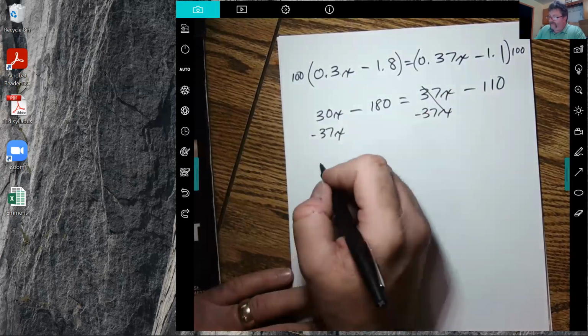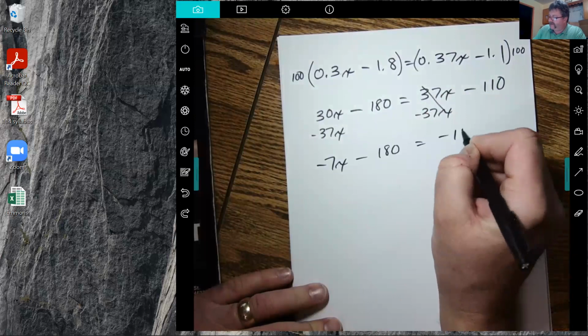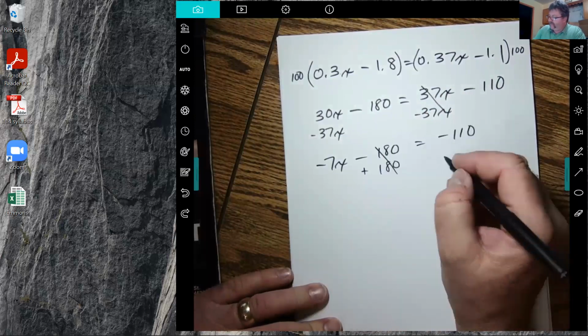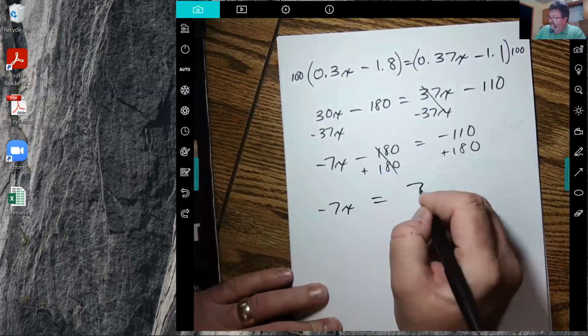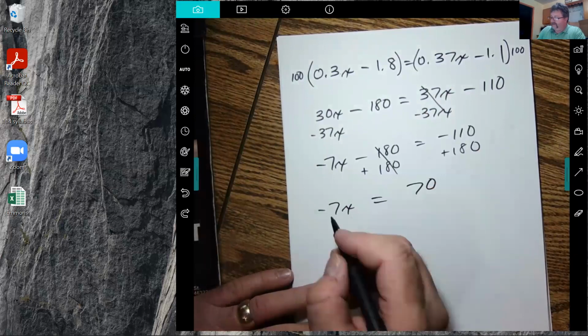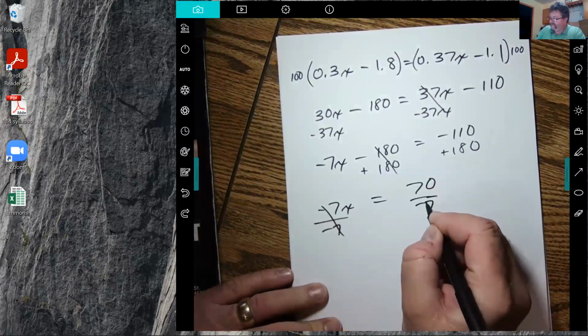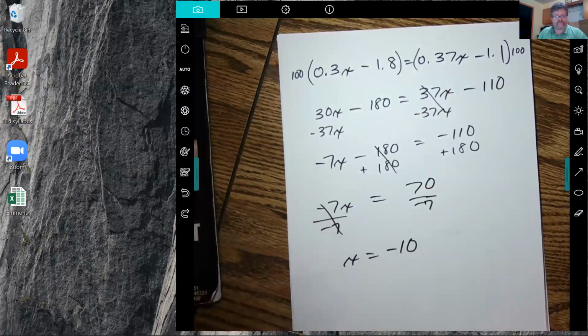Put my x's on one side. I've got negative 7x minus 180 equals negative 110. Add 180 to both sides. Negative 7x equals a positive 70. Divide by negative 7. I get x equals negative 10. Okay.